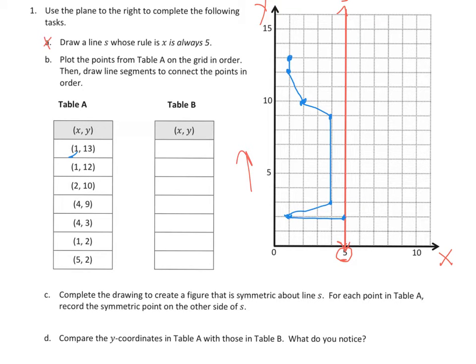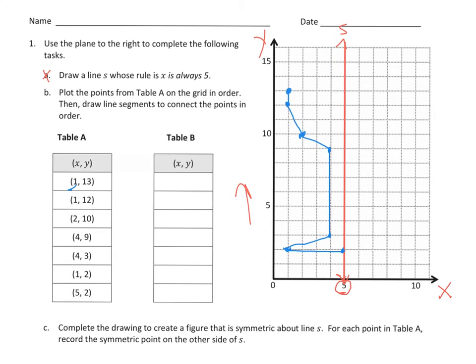And then it's telling me down below, for C, complete the drawing to create a figure that is symmetric to line S. For each point in table A, record the symmetric point on the other side of S. So I'm going to reflect this. This is my line of symmetry. So it's right here for S, and I'm going to put each of these points over on the other side where I don't have anything.